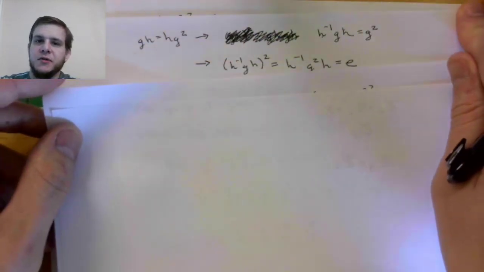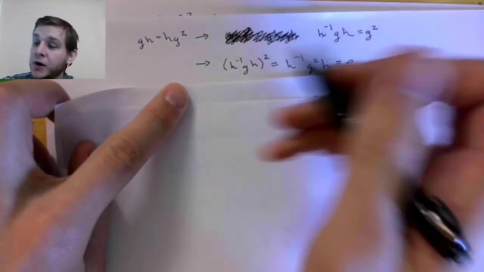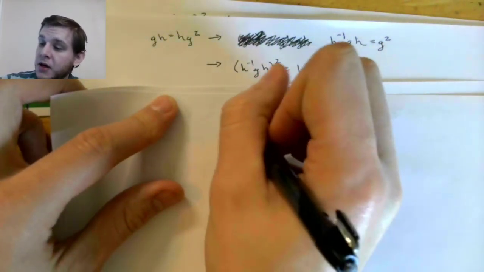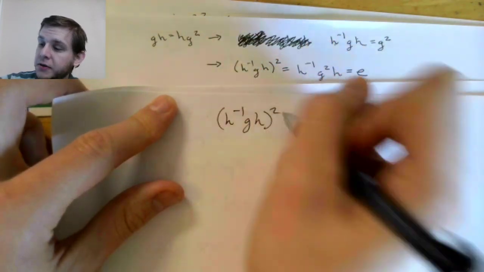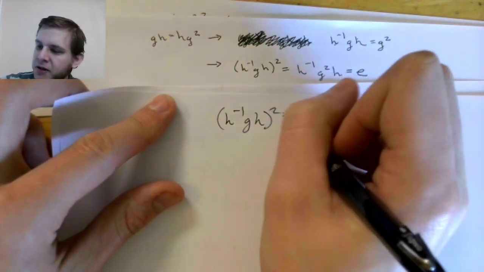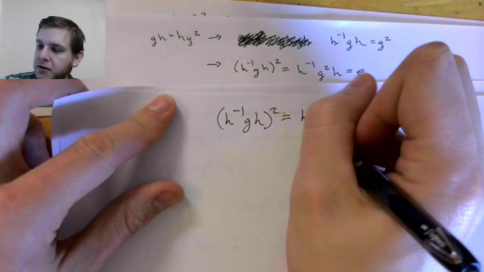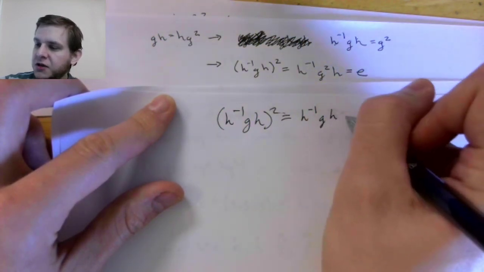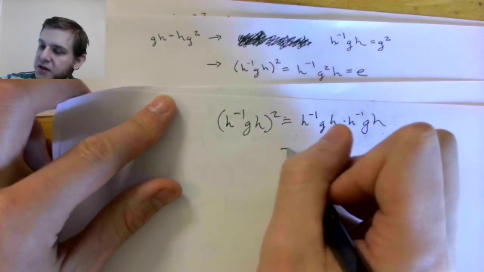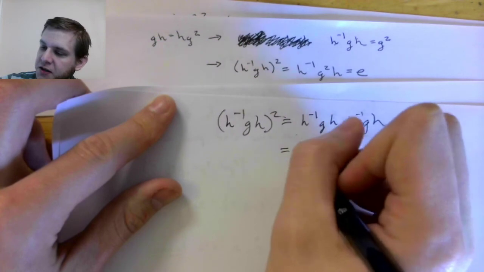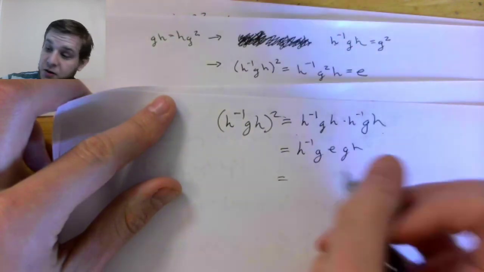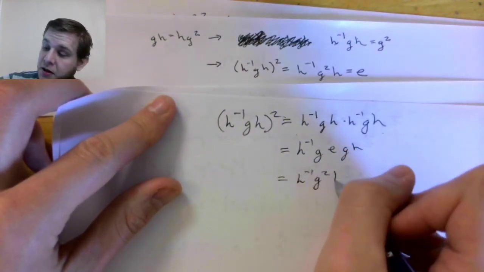So why is this a contradiction? Well, what happens when I square this element? Let me do this computation more carefully below. H inverse g h squared. Well, why is conjugation so nice? It's because when I start taking powers, I don't pick up h's on the inside. H inverse g h times h inverse g h. So this is going to be, the h and h inverse cancel, and then the identity element cancels as well. So I just get h inverse g squared h.